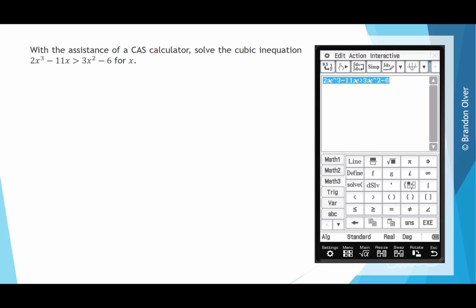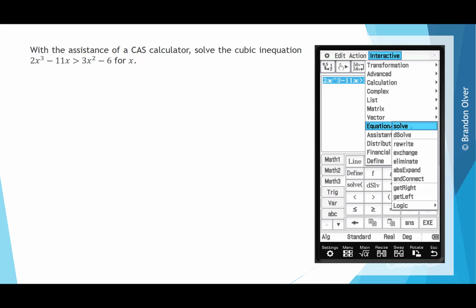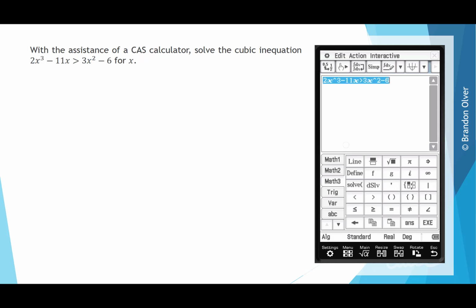Highlighting that inequality and going interactive, equation inequality, solve, and we're solving for x, so we hit OK. That will give us a solution in set notation for this inequality. So from the calculator output, we found that this inequality was satisfied when x was greater than negative 2 but less than a half, and when x was greater than 3.